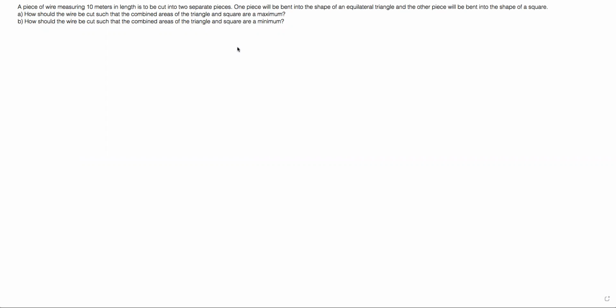So this is an optimization problem. Let's read through it real quick. A piece of wire measuring 10 meters in length is to be cut into two separate pieces. One piece will be bent into the shape of an equilateral triangle, and the other piece will be bent into the shape of a square. So we have two parts. In part A, we want to maximize the combined area of the two shapes. And in part B, we want to minimize the combined area of the two shapes.